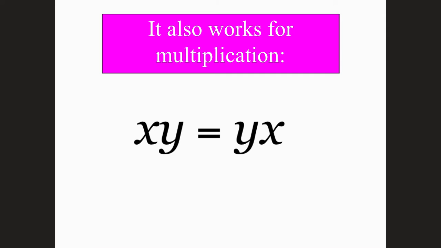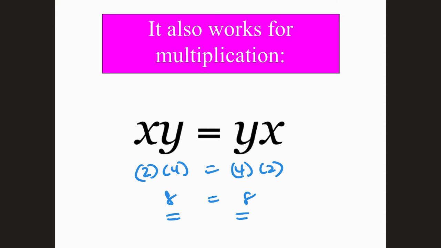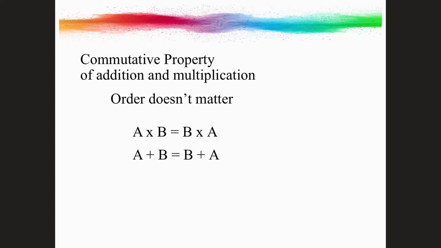X times y equals y times x. And if we substituted numbers here, 2 times 4 is going to equal 4 times 2. So 8 equals 8. Again, the numbers commuted. So we have the commutative property of multiplication, but the answer still remains the same, a true statement. So again, we have the commutative property of addition and multiplication. Order doesn't matter in addition or multiplication.